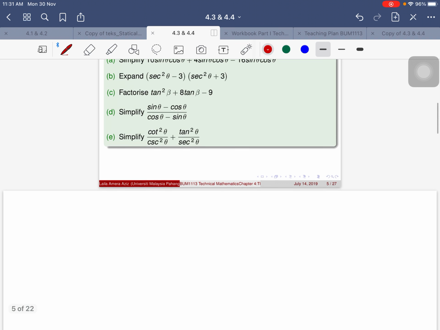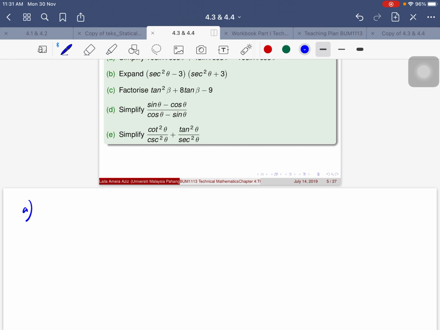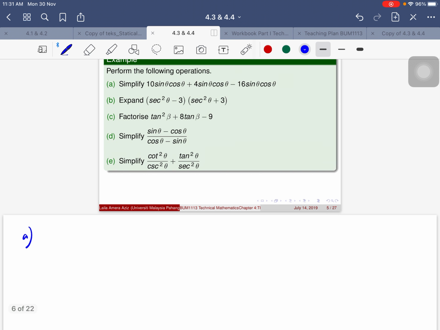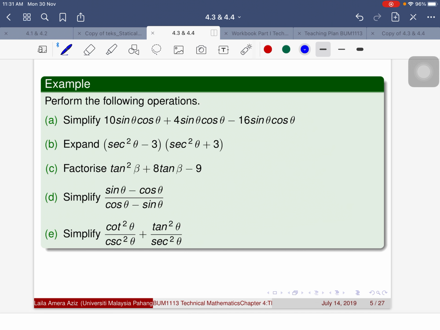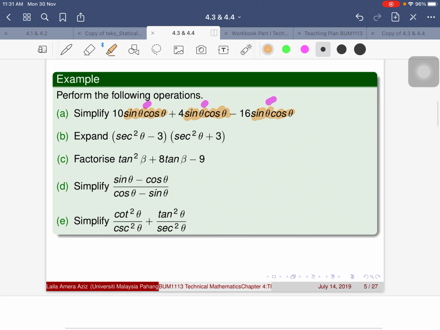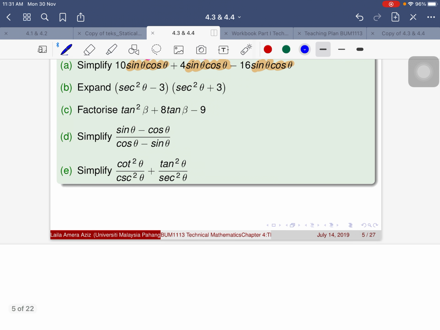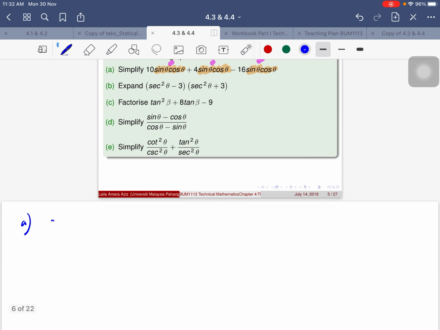So let's start with A. For A, the question asks us to simplify 10 sine theta cos theta plus 4 sine theta cos theta minus 16 sine theta cos theta. If you notice, there is a similarity between all of them. When the question says simplify, instead of having 3 different terms, I'm going to find what is common between all of them and factorize the common term. For this case, obviously sine theta cos theta is the common term between all 3 terms. So I'm going to factor out sine theta cos theta.